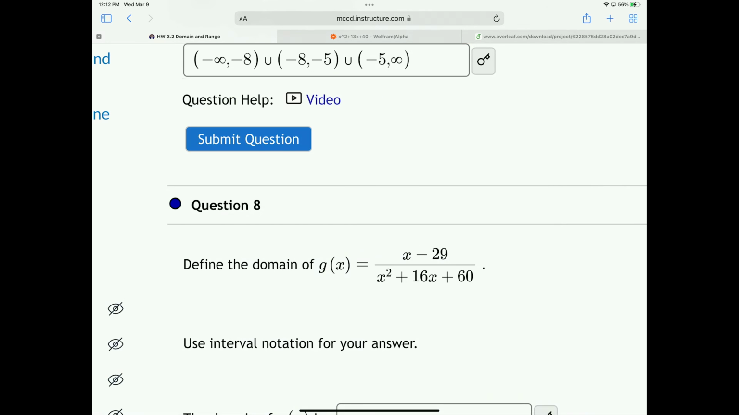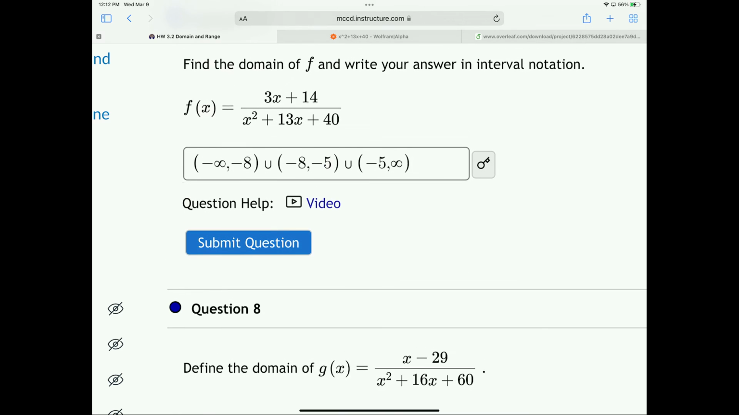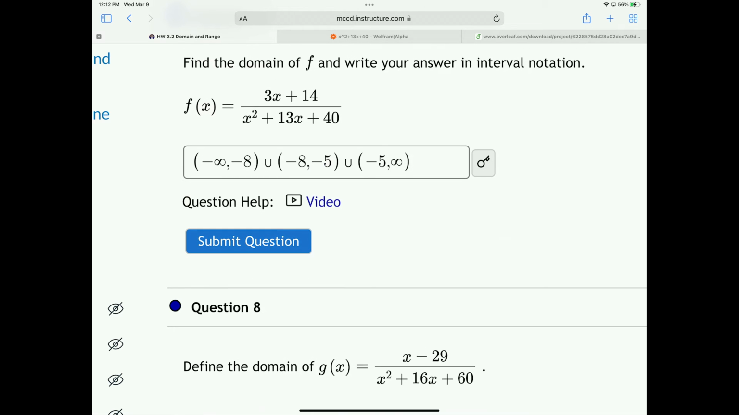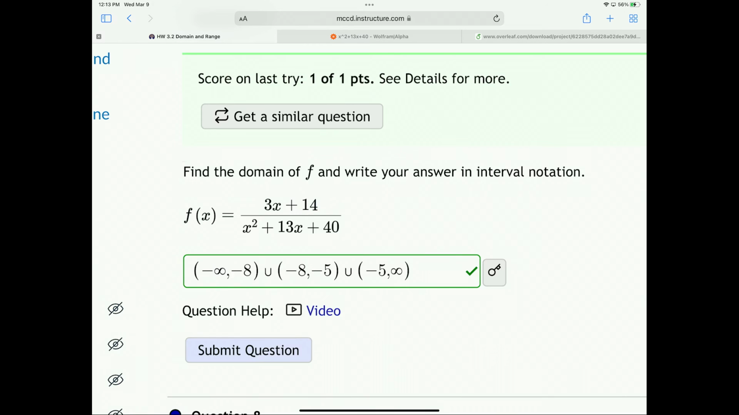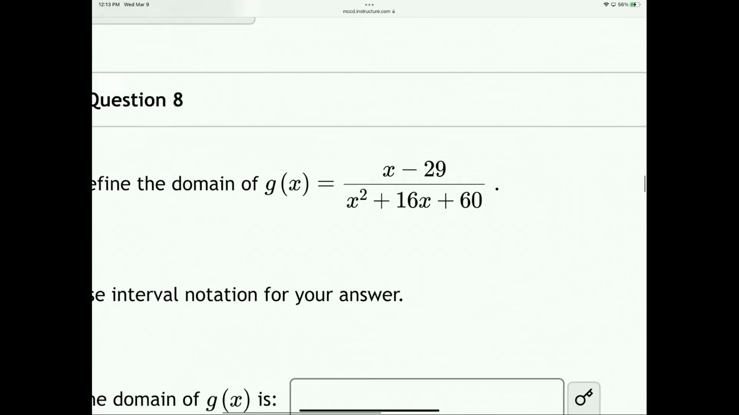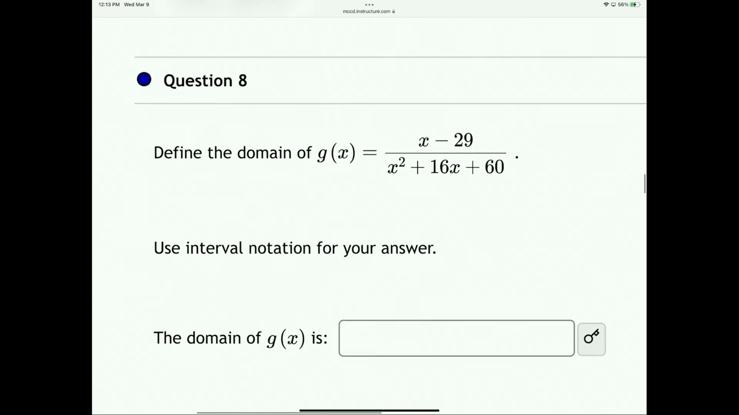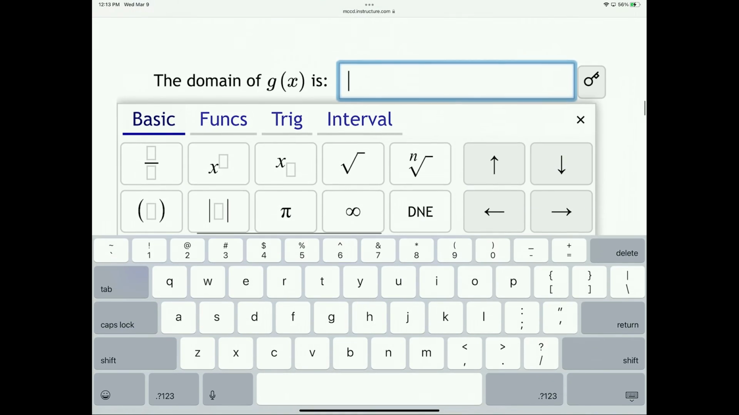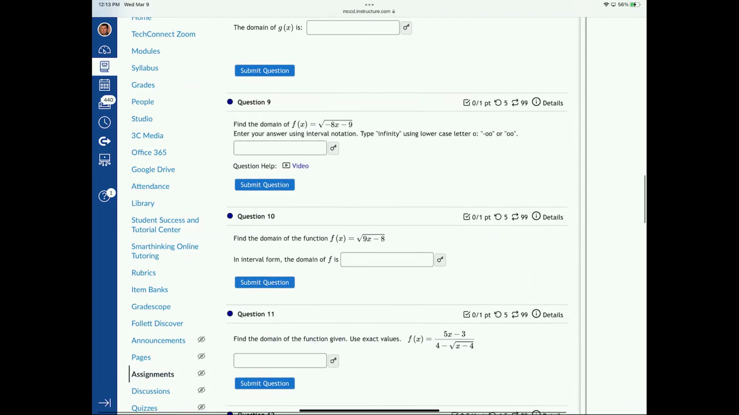So do you see how fast I solved that? Because I just had a computer solve it. I could have tried to factor this. 5 times 8 equals 40, 5 plus 8 equals 13. So you can factor that denominator yourself, but submit. Right? So there you go. It's not that hard. This one right here is identical, just a different answer. So you can just do that.